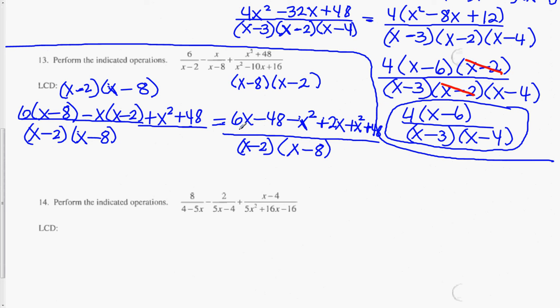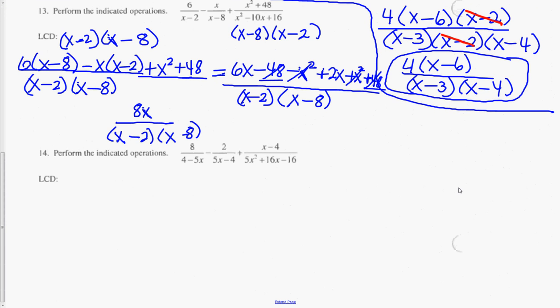Okay, let's see what we can combine. I've got a 6x and a 2x. I see right away I've got a minus x squared and a plus x squared. Those are going to cancel. So 6x plus 2x is going to give me 8x. And then I've got a negative 48 and a positive 48. Those are going to cancel. So really the only thing I have left on top is 8x. And then on the bottom I've got x minus 2 and x minus 8. And so that's how we continue to factor. Factor and then add and subtract.